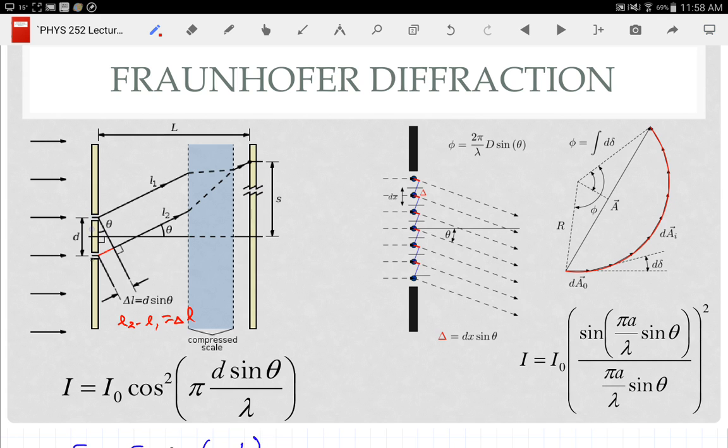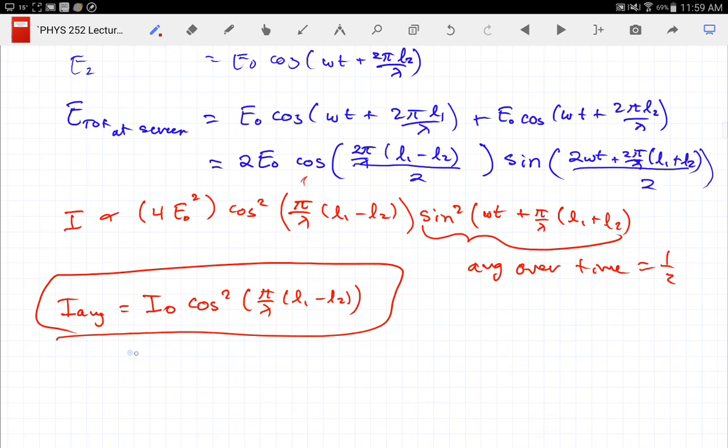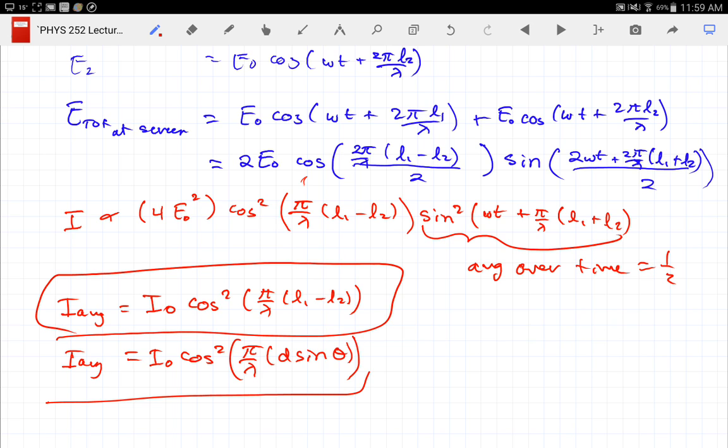And so just using trigonometry, we have the separation d, and the angle theta tells us this delta L is d sine theta. So that's the last step. This delta L is d sine theta. There I put it in parentheses so it was clear where I substituted. And so that's the double slit derivation.